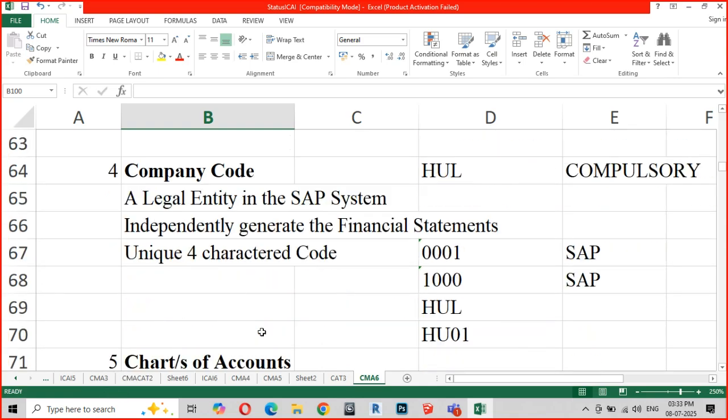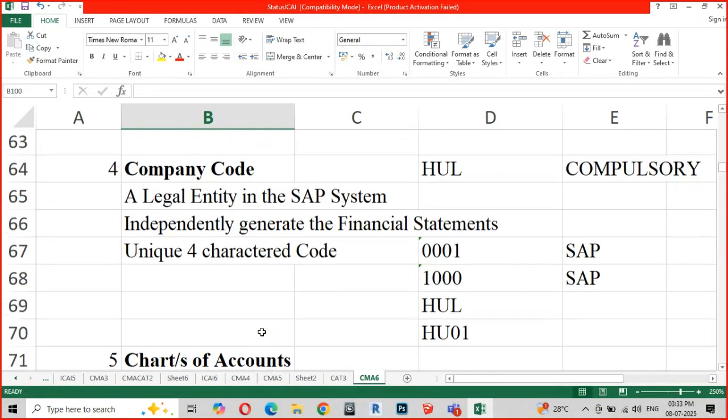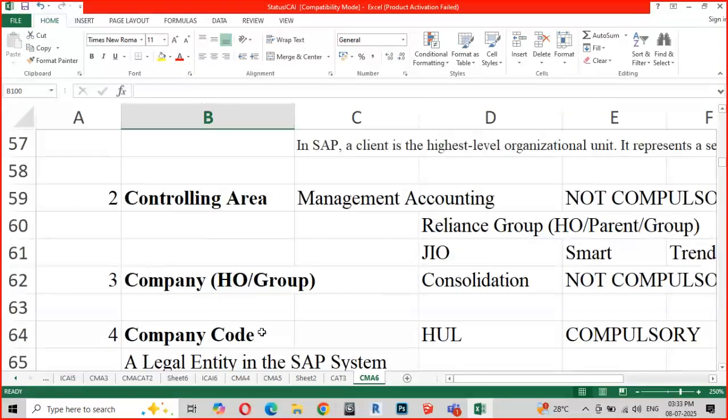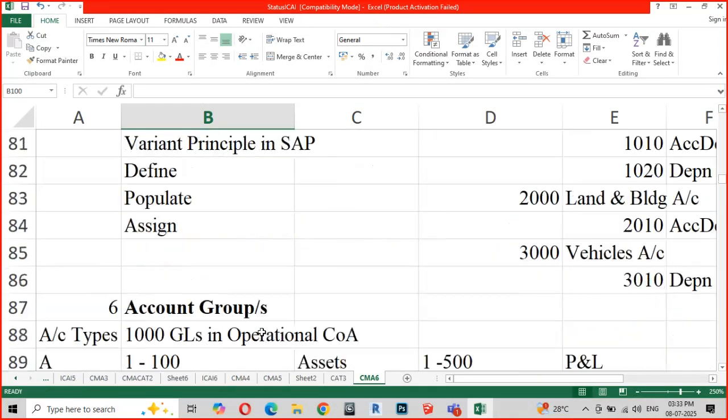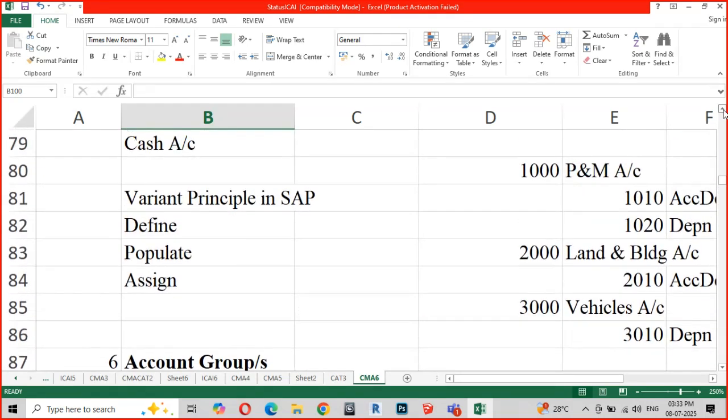Now, what did I mean by variant principle? It is a standard methodology followed in SAP. Okay.